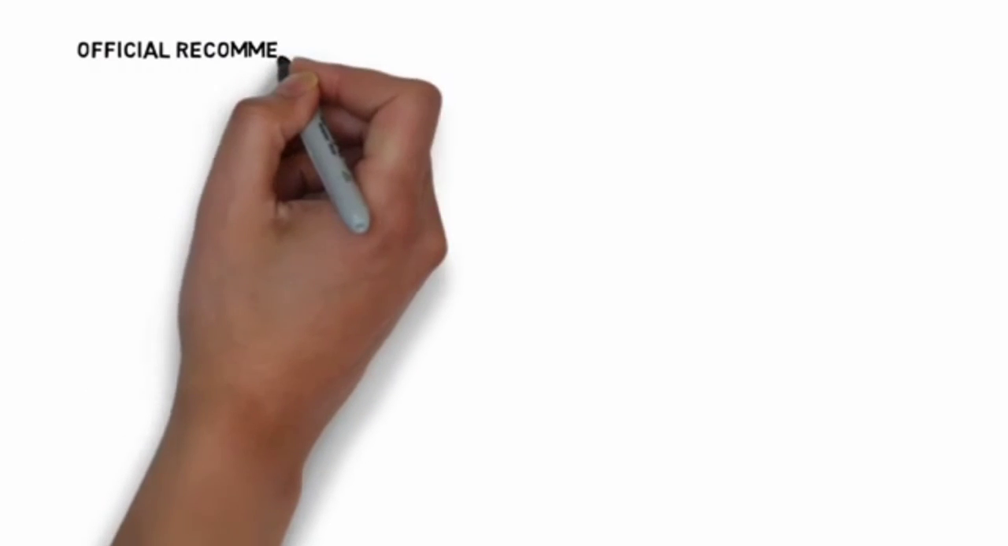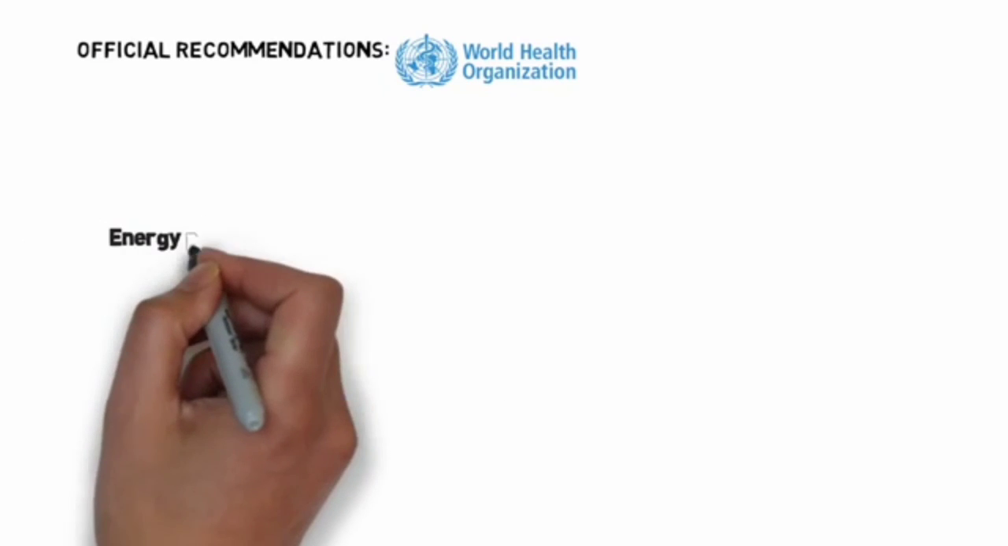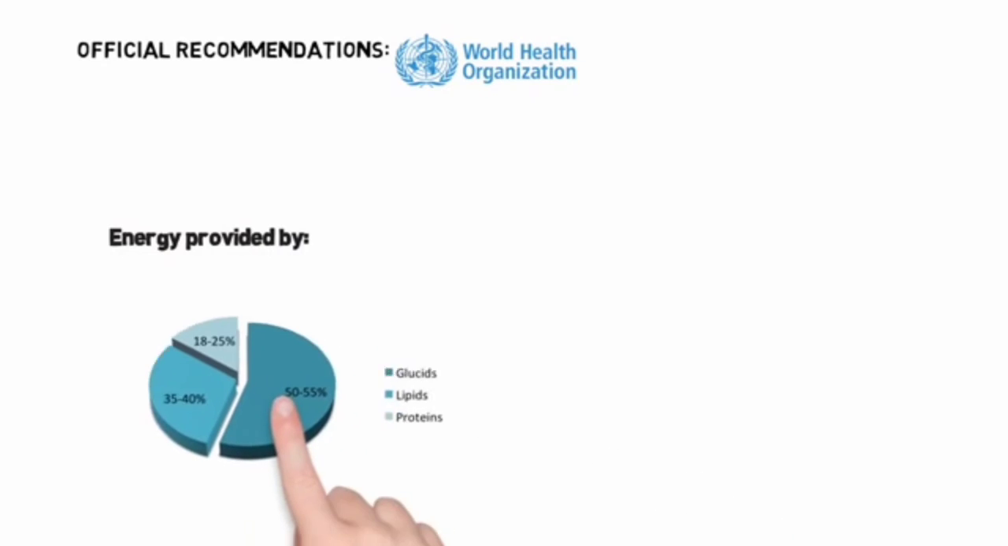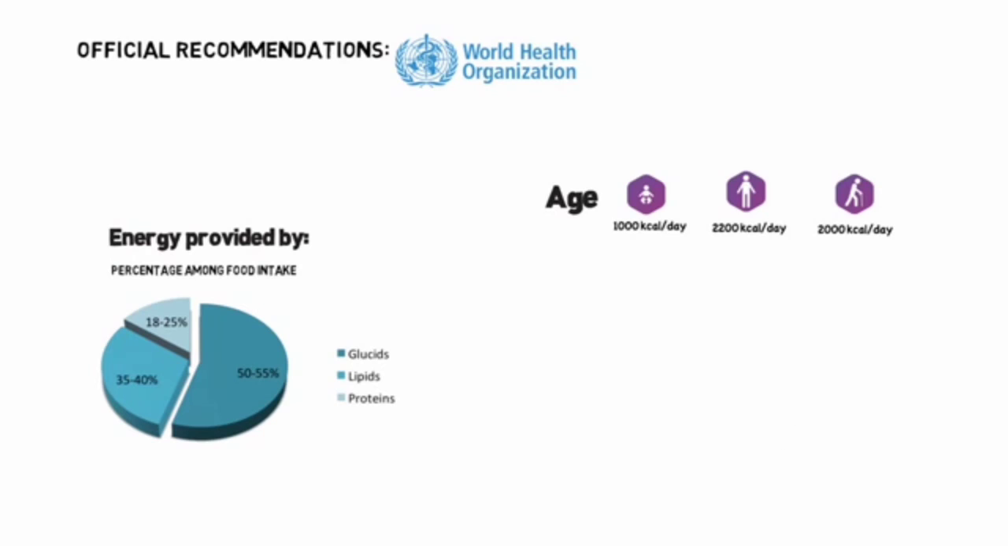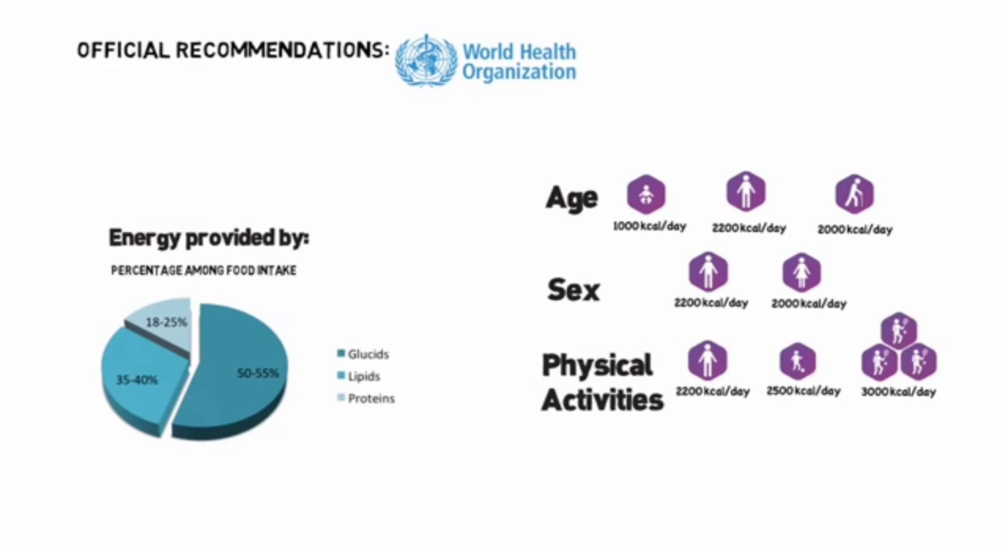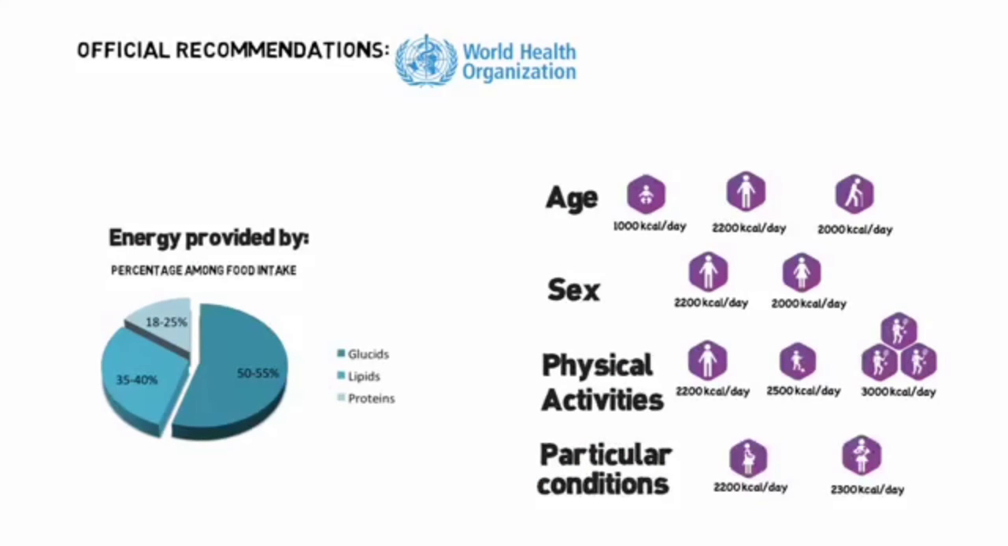According to the official recommendations, energy should be provided from 50 to 55% by carbohydrate, 35 to 40% by lipids, and 18 to 25% from proteins. Energy requirements vary depending upon age, sex, size, metabolic rate, and activity level. If we consume more calories than we need, we put on weight and deposit the excess energy in the form of fat in adipose tissue.